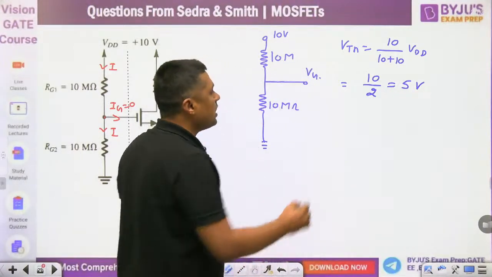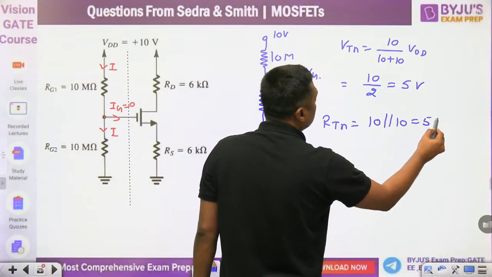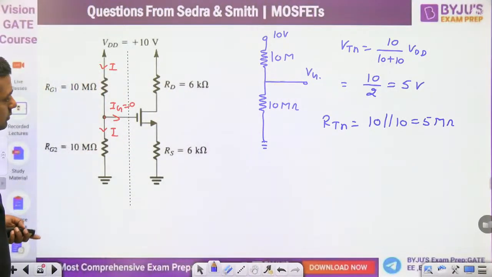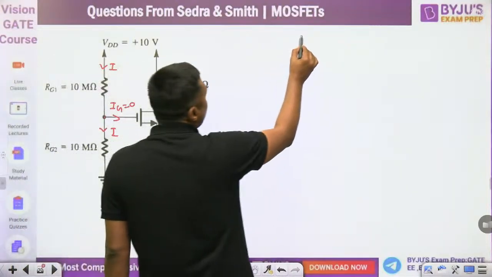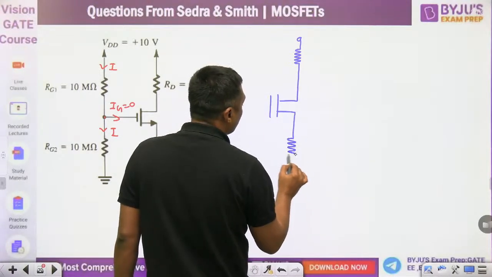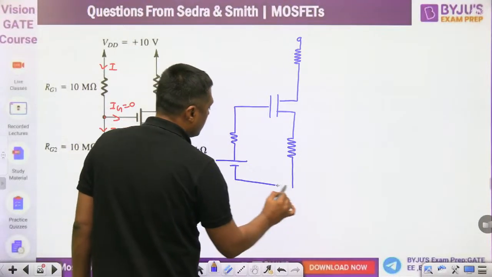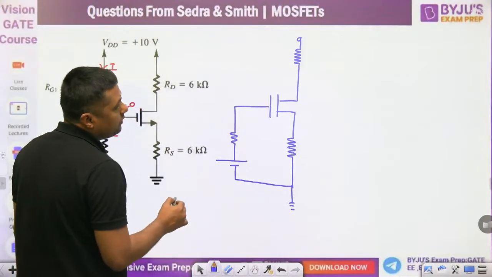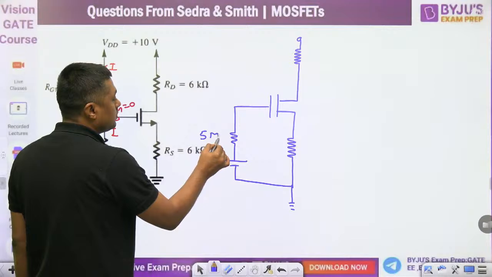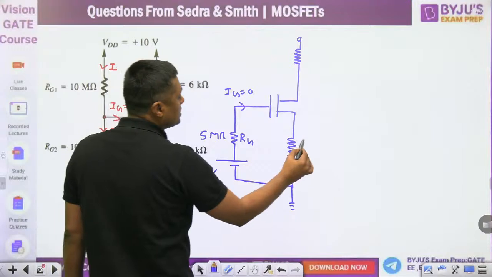This is the 5 volt. And what is the RTH? 10 parallel with the 10, that is 5 mega ohm. No need to find the RTH because Ig is 0. Now you can convert this diagram. This is the VTH. What was the VTH? 5 volt. What is the RTH? 5 mega ohm. This is called RG. What is the gate current? 0. Now this is the RS.